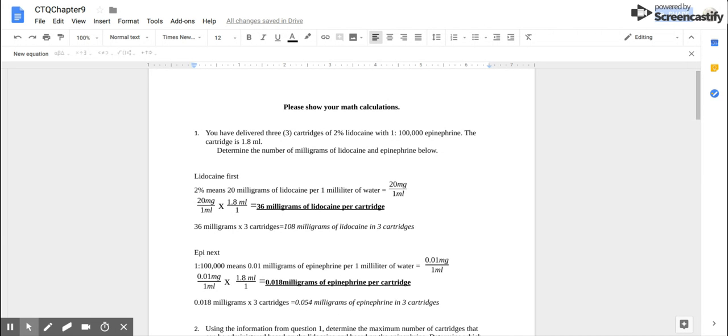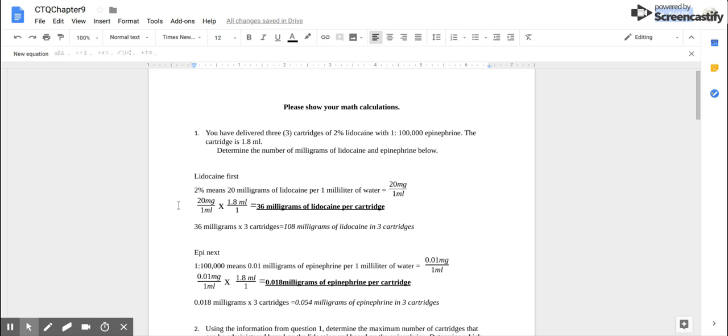So 20 milligrams of lidocaine over 1 milliliter of water, we have to times it by 1.8 milliliters because that's the amount noted up here that the cartridge is. So the 20 milligrams is in 1 milliliter and the 36 milligrams is within the 1.8 milliliter cartridge. So 20 milligrams over 1 milliliter of water times 1.8 milliliters, which is how much the cartridge is, gives us 36 milligrams of lidocaine per cartridge. And I've underlined that because we do need to know the per cartridge amount for later equations.